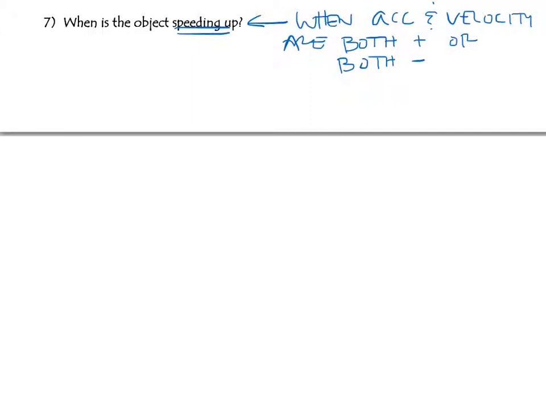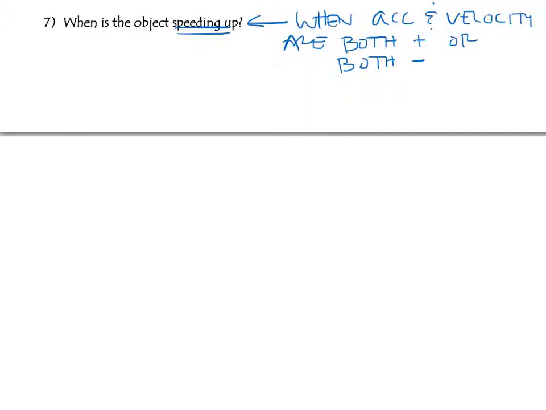When they're opposites, one's positive, one's negative, those two things are working against each other and it's actually slowing down. So if it asks when is the object slowing down, they would have to be opposites. It's when they're changing. When one's positive, one's negative.